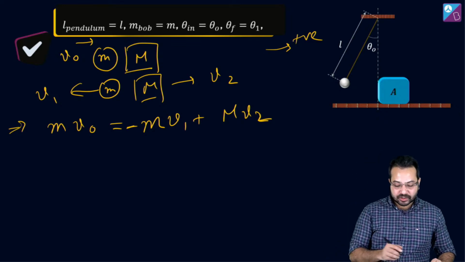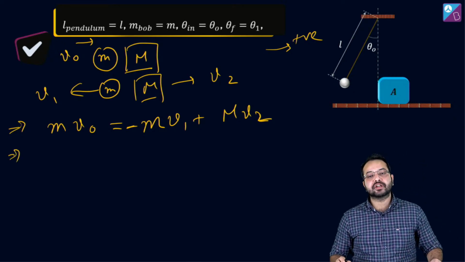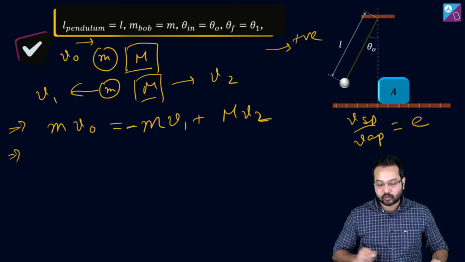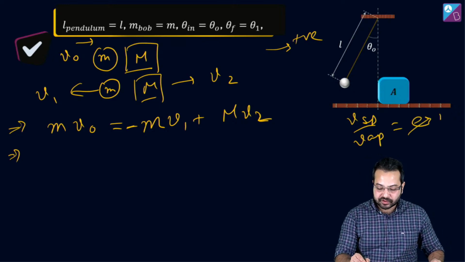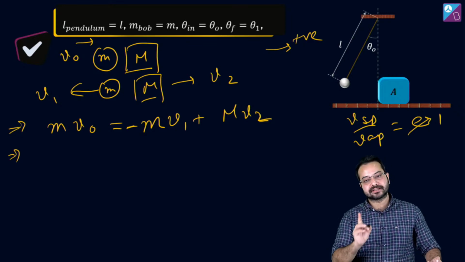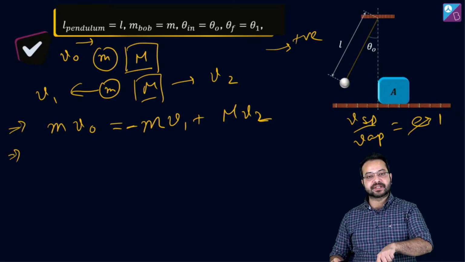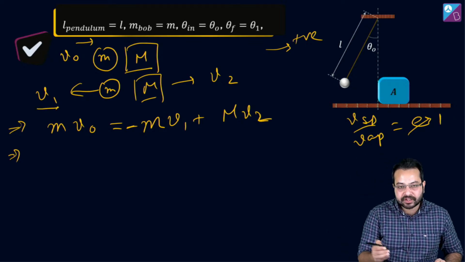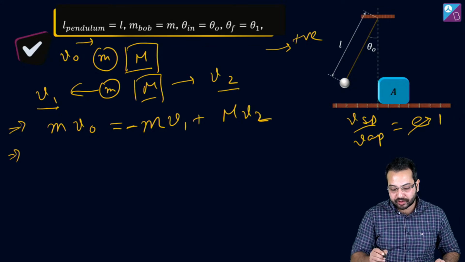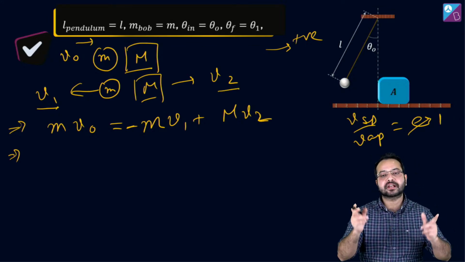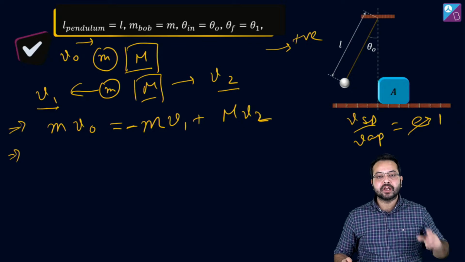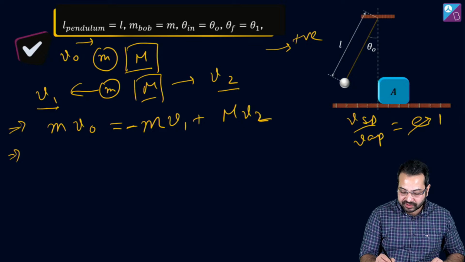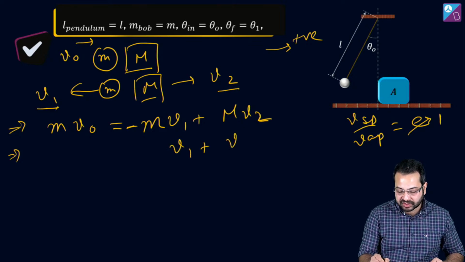Okay, next what do we do? The velocity of separation divided by velocity of approach is equal to the coefficient of restitution. And what is the coefficient of restitution? 1, because this is an elastic collision. So velocity of separation is equal to velocity of approach. What is the velocity of separation? It is going with the velocity v1 in the left direction, and it is going with the velocity v2 in the right direction. So the relative velocity is going to be v1 plus v2. Correct? So the velocity of separation is v1 plus v2.